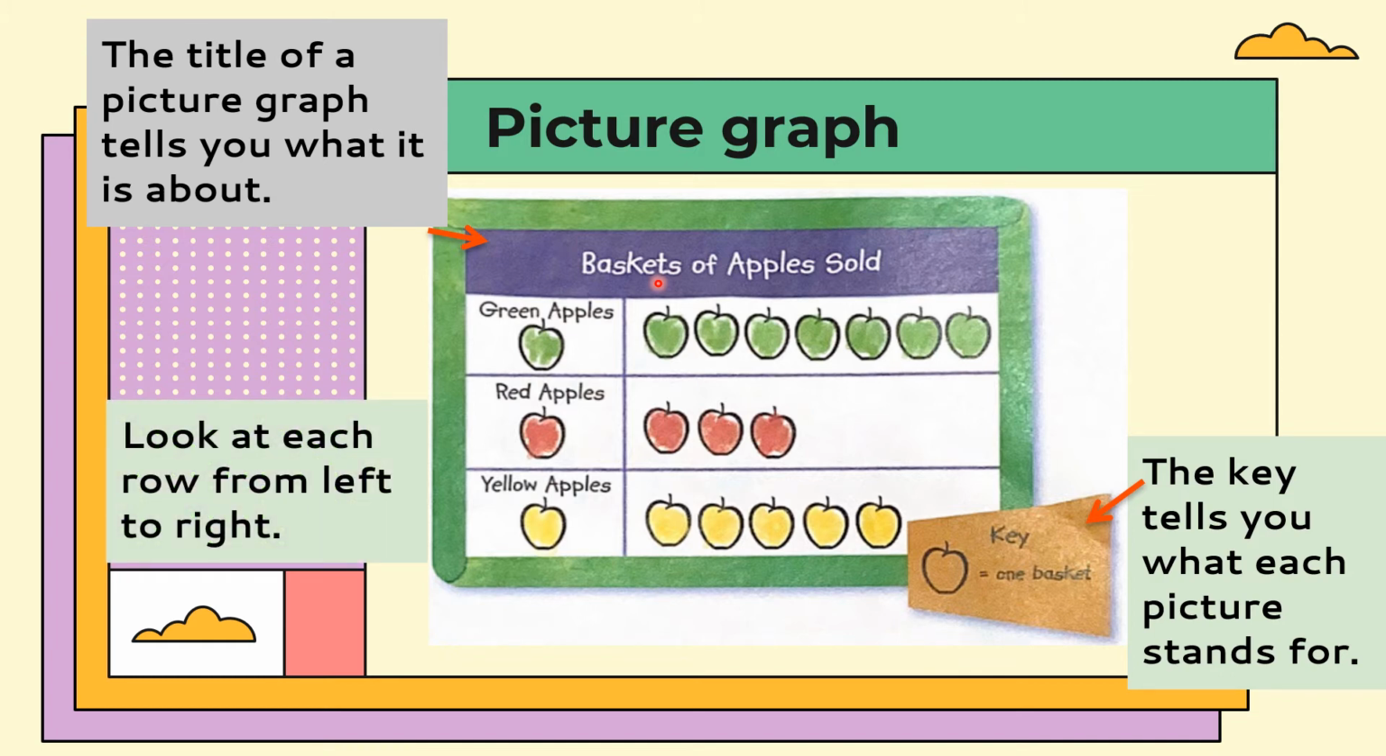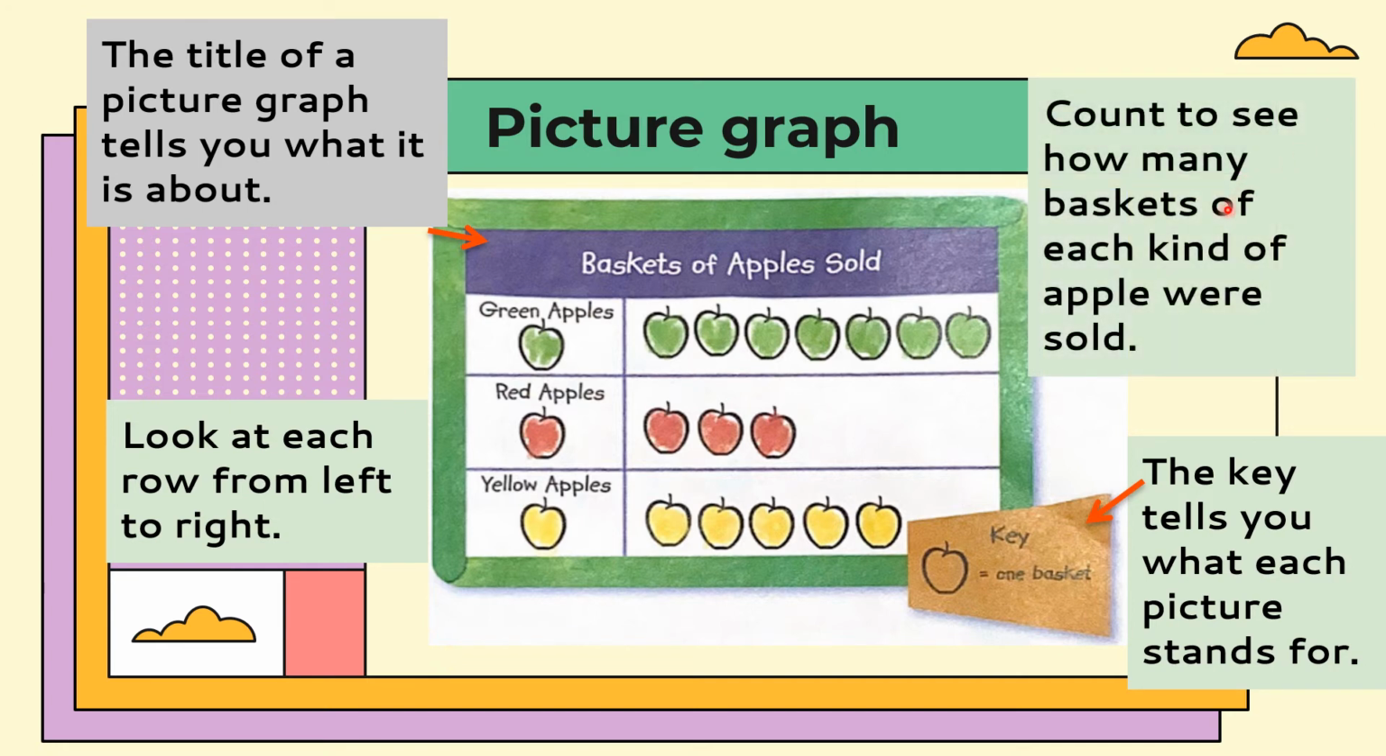Now, how are we going to read a picture graph? You're always going to look at each row from left to right. Left is this, right is this. So you're always going to read from left to right. You're never going to start reading from right to left. That's not the proper way to read the picture graph. What is the proper way? It is to read from left to right.